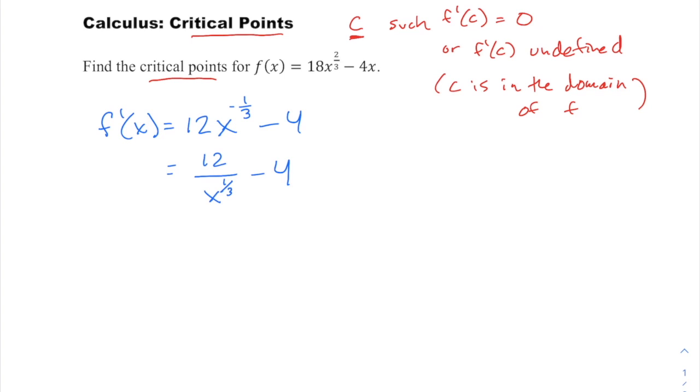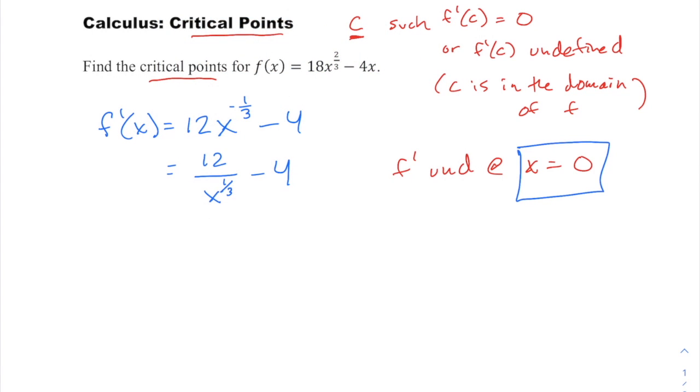And right off the bat, hopefully, you can see that, hey, f prime is undefined at x equals 0, because that's what makes that denominator 0, and that of course is going to make this fraction undefined, which means f prime is undefined, even though f is defined at 0. So that's one critical number right off the bat, x equals 0.